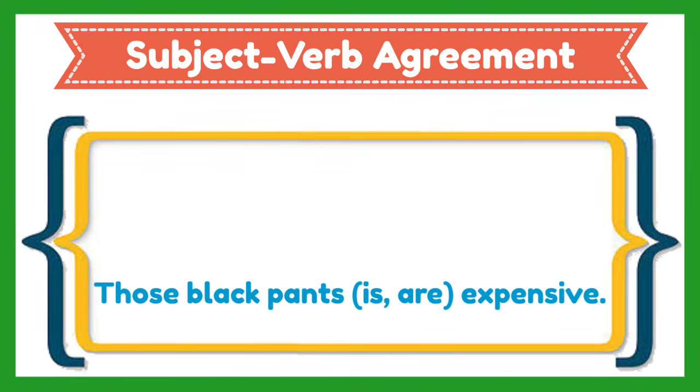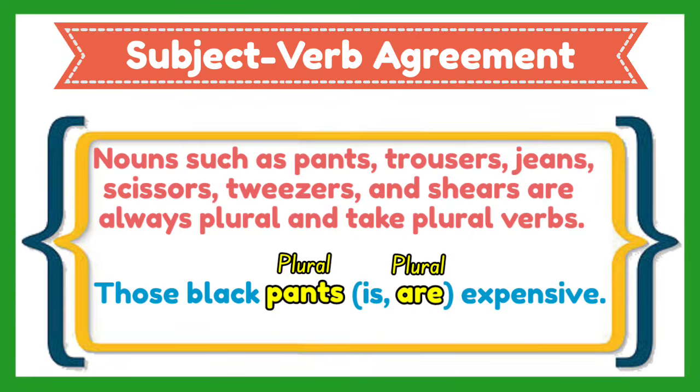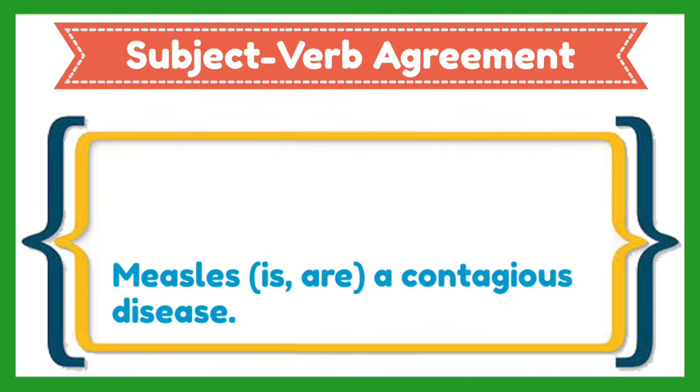Another one. Those black pants are expensive. The answer is are, plural. The subject is pants, which is also plural. Here's the rule. Nouns such as pants, trousers, jeans, scissors, tweezers, and shears are always plural and therefore should take plural verbs.